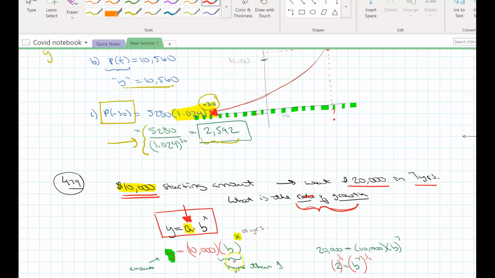And then the question is, okay, how do we figure out, what do we know? Well, we know that after 7 years, so look what I'm dropping in here. Let's drop 7 years into X. I did it right here, okay? The amount Y is going to be 20,000. So there's the 20,000.